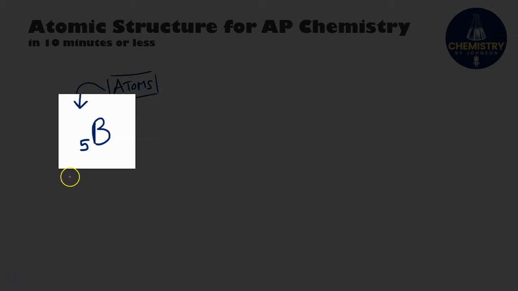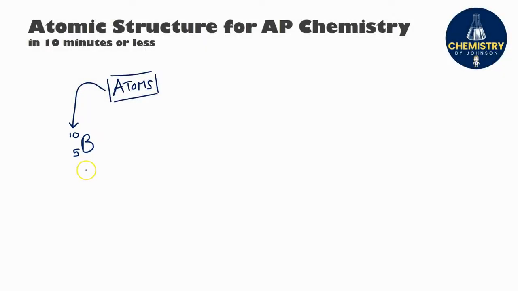If this boron also had 5 neutrons in that nucleus, that would give it an atomic mass of 10. Each proton and each neutron counts for 1 atomic mass unit. 5 plus 5 adds up to 10. And what we've just written is called the isotopic notation for boron. It's a notation style that describes the nucleus of the atom.